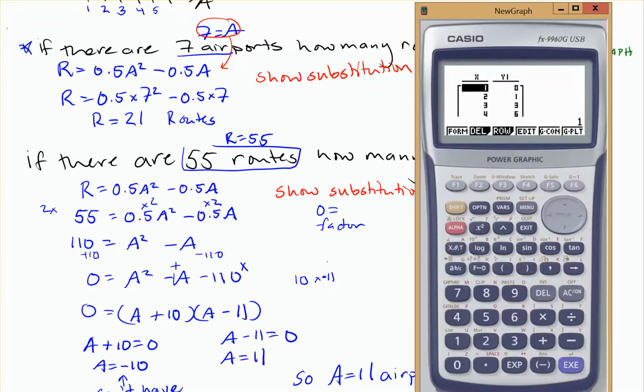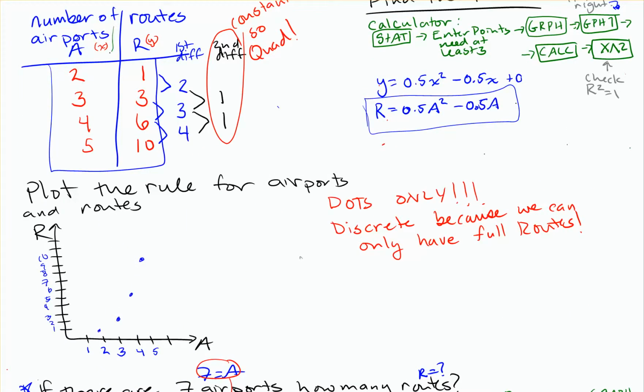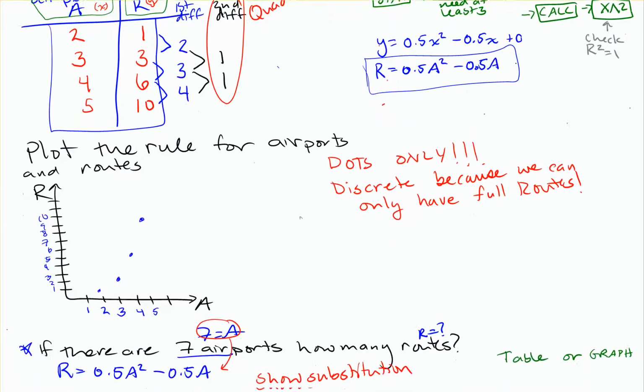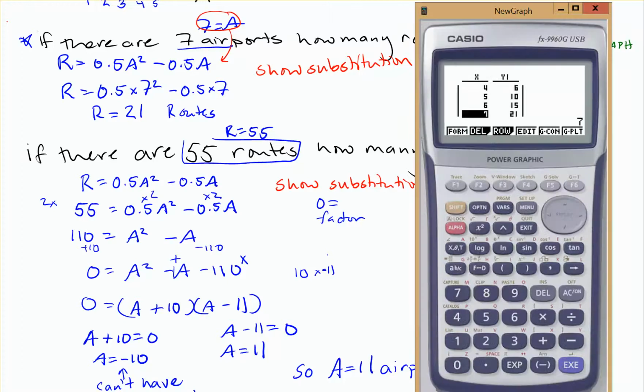Go back to table. And now I'm looking for 7 airports, so if I scroll down to find when x is 7, I can see that I have 21 routes, and that is exactly what we solved using just basic math skills and algebra there. So again, the x is the airports, and the reason x is the airports, if you go back up and look at your original table, is that airports are first and the routes are second, so airports are the x variable. And again, we can use table to figure out how many airports we have if there are 55 routes, but this is looking in the y column.